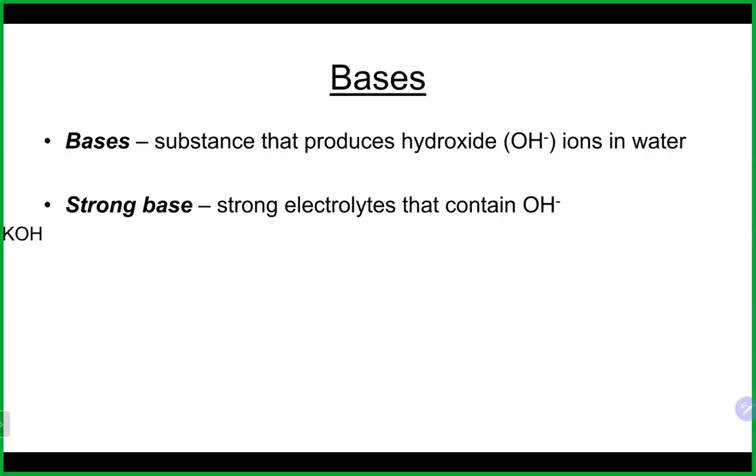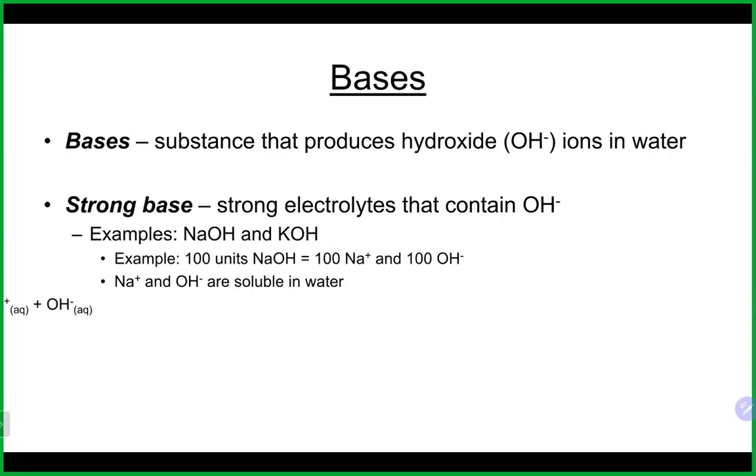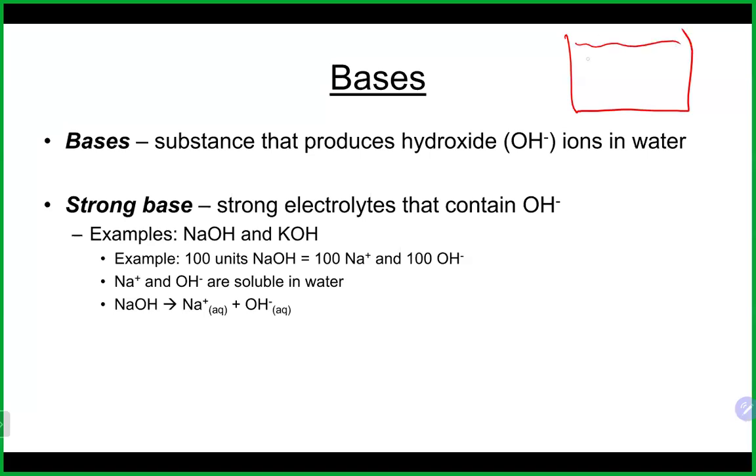Bases, on the other hand, are substances that have the ability to produce hydroxide, OH minus. It's the same idea as acids, except these are things that have the ability to produce free OH minus in solutions. Being able to produce that free OH minus in solution is what makes something a base.